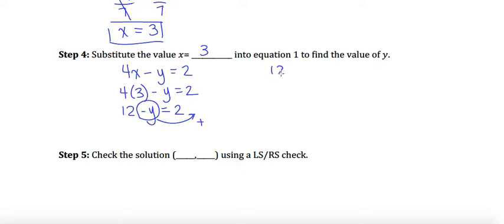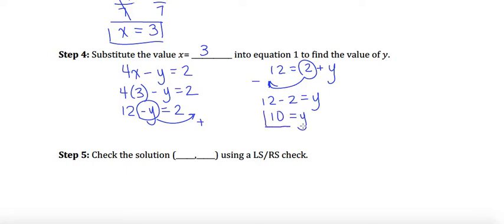So I'm going to have 12 is equal to 2 plus y. And now in order to finally isolate the y, I need to move over this 2 to the other side. Right now it's being added, it's a positive 2, so when I bring it over it's a negative. So I have 12 take away 2 is equal to y, or 10 is equal to y.